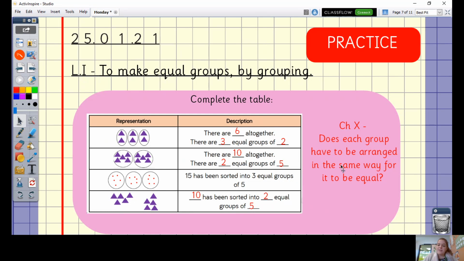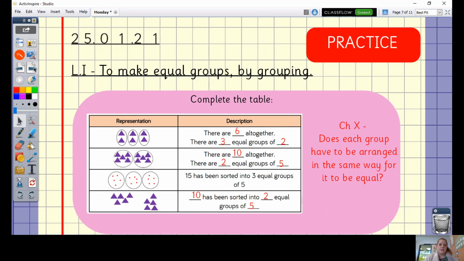And does each group have to be arranged in the same way? The answer is no, because this last one here, the triangles have been arranged in a different way. These ones, there's 3 along the top and 2 along the bottom. But here, we've got 1 along the top, 2 and 2. There's still 5 and they're still equal. It's okay that they're arranged in a different way.